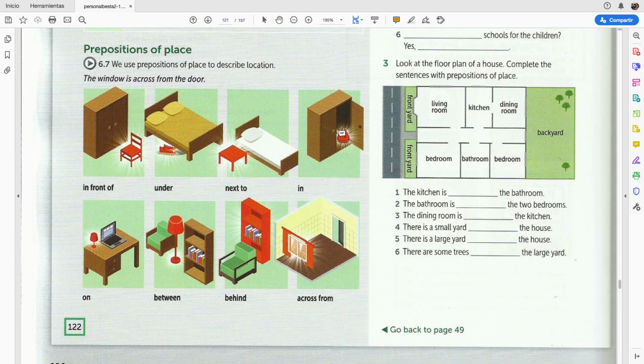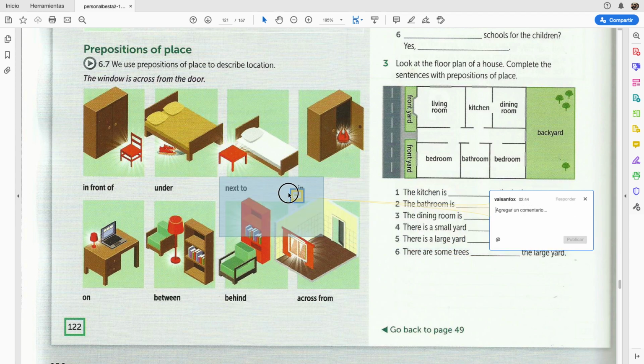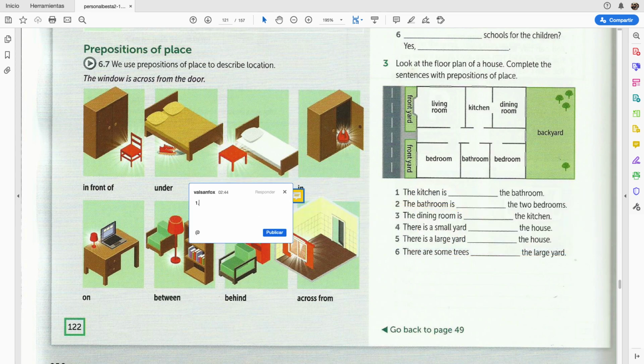The bag is in the closet. The laptop is on the desk. This laptop is between the bookshelf and the bed, for example. So here what you need to do is to look at this map and also to complete from unit number 1, from page 1 to 6, the answers for these questions. Number 1, the kitchen is the bathroom. So which word can you use there?